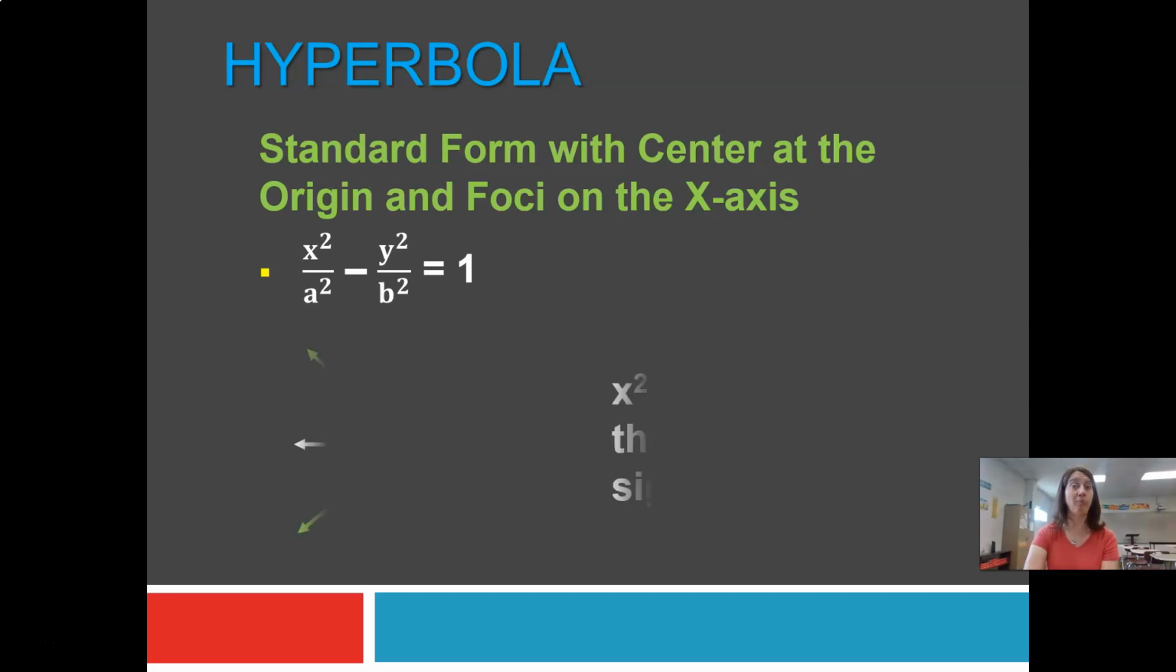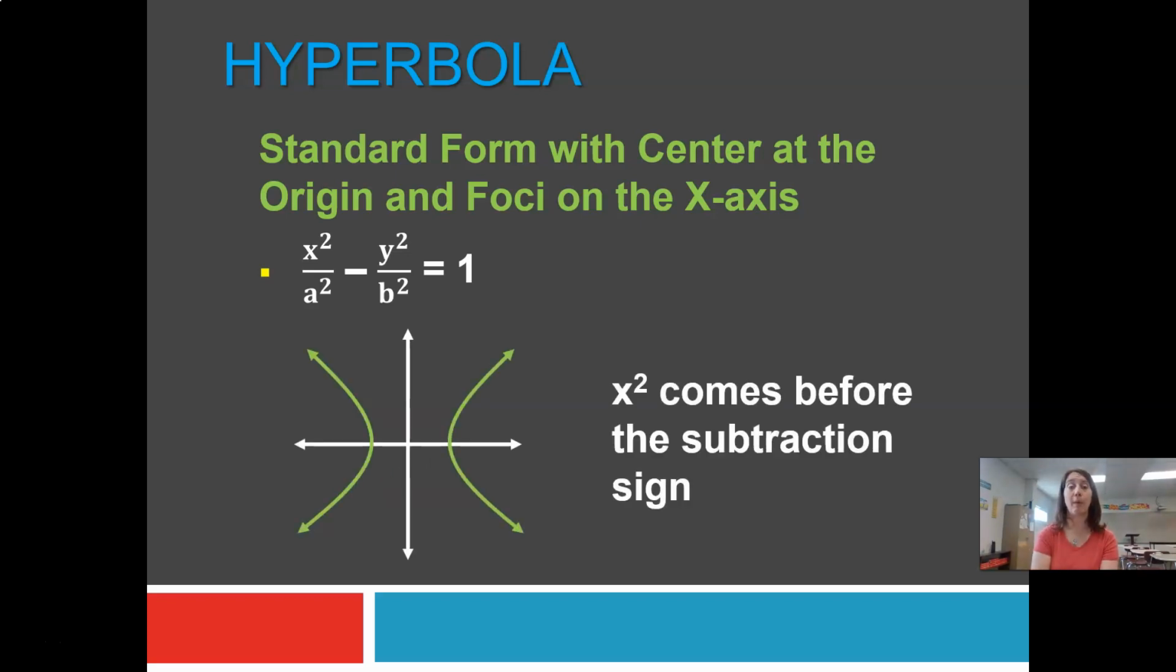Just to give you a rough picture of what this is going to look like, this is how it's going to represent. Because the x squared is in front of the subtraction sign, that means those two curves that are mirror images of each other are going to be on the x-axis. So I'm not really worried about where the A and the B are in this question, because the A is always going to be in the first fraction and the B is always going to be in the second fraction. It's the location of the X and the Y that we have to worry about for the hyperbola.